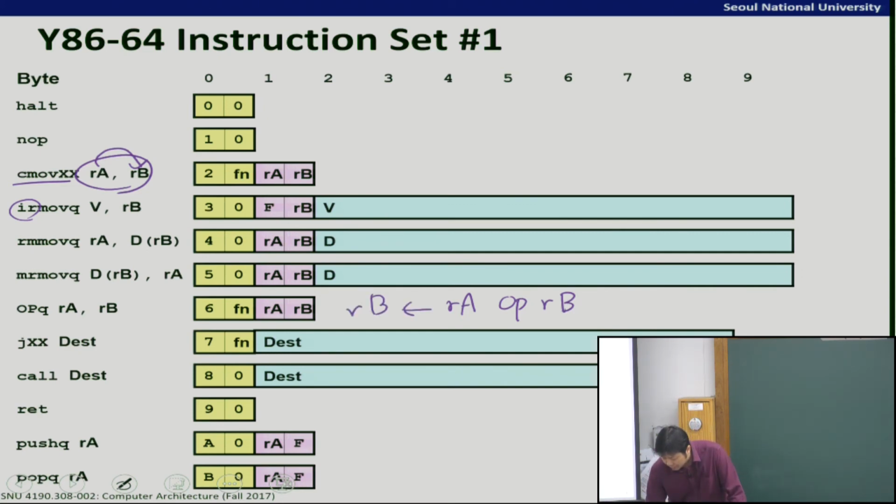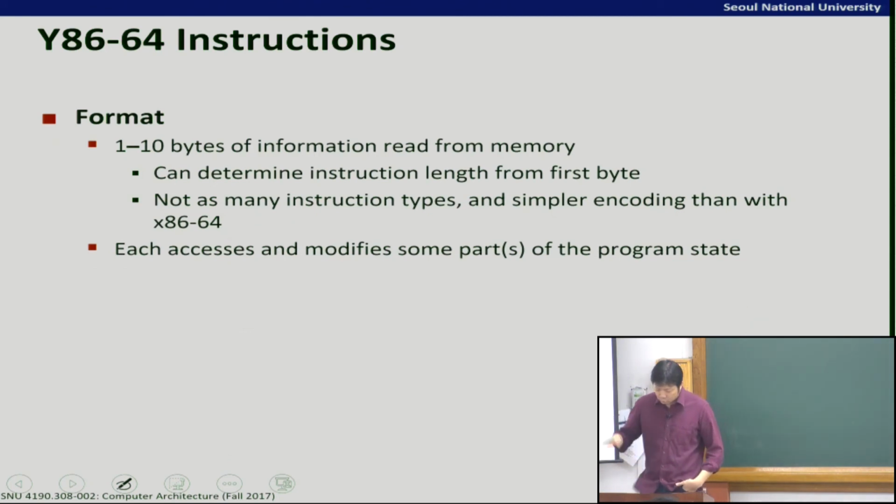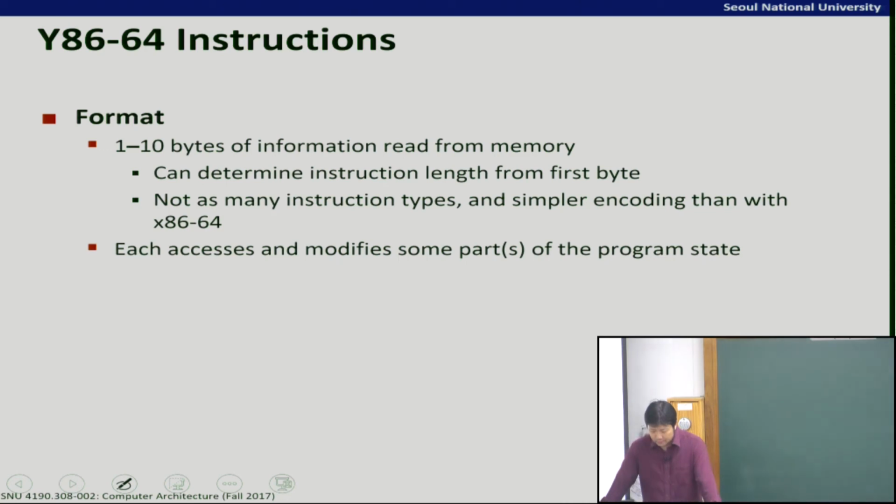And then op could be add, sub, or something like that. There can be multiple, and it's actually determined by this field, the F field. And then there are jump instruction, call instruction, return instruction, push and pop. That's the subset of instructions we want to implement in our hardware. So here's the format. I'm going to go over it one by one in more detail, so don't worry too much about it.